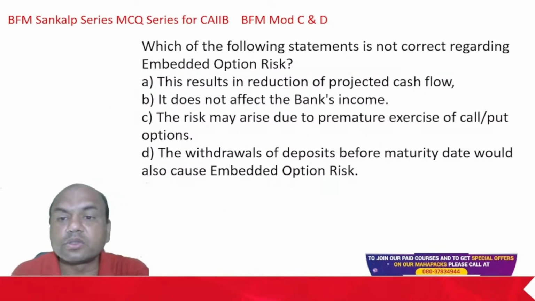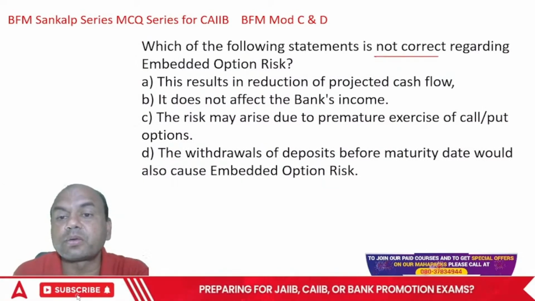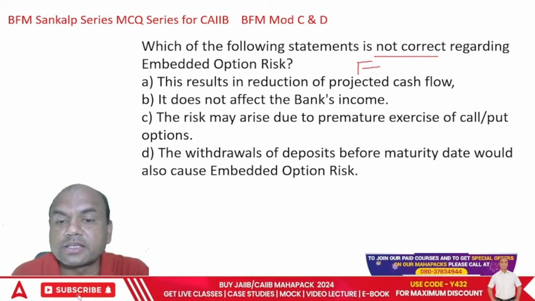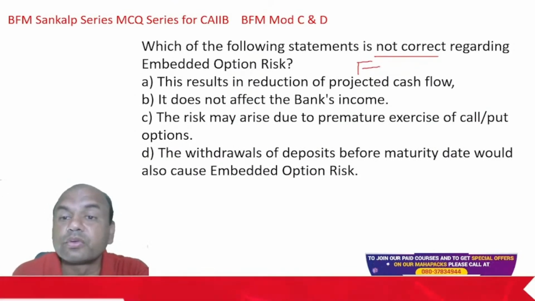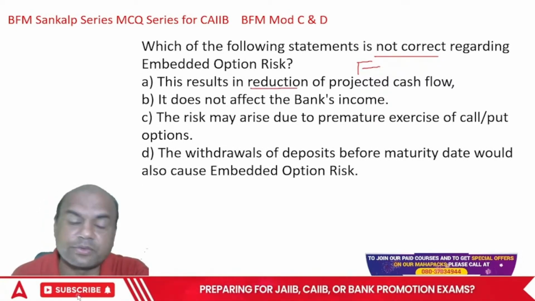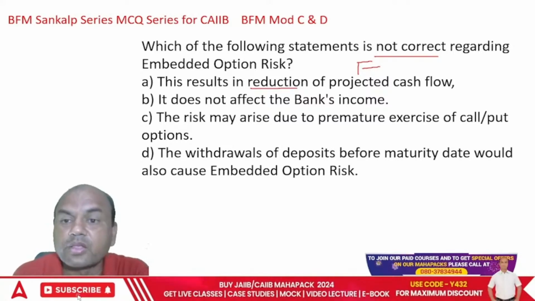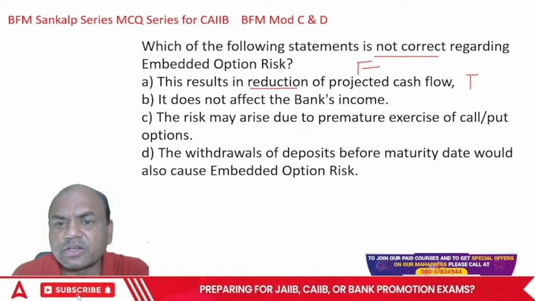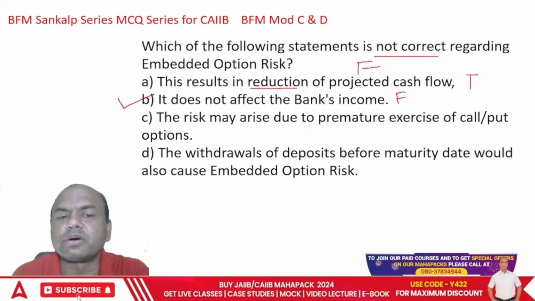Which of the following is not correct regarding the embedded option? We want a false one now. Okay. This results in reduction of the projected cash flow. So, embedded option, reduction in the projected cash flow. Yeah, that is true. Okay. So we want a false one. Huh? It does not affect the bank's income. What is this? Does not affect. It is false. It does affect. So B is the right answer.